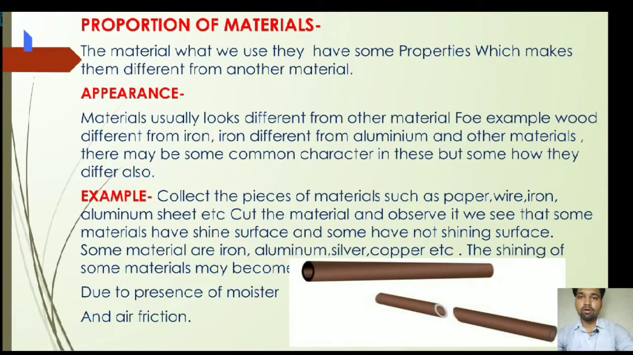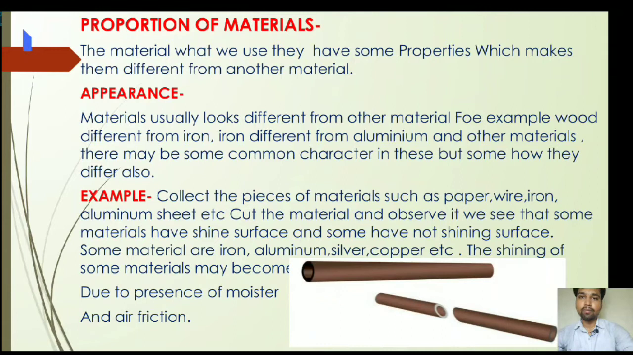Friends, properties of materials. A single object can be made of various types of materials. Some objects are made of a single material and some objects are made by mixing two or more materials. And due to the presence of these materials, those objects have some specific properties which make them different from another object. Friends, here are some characteristics of the objects.